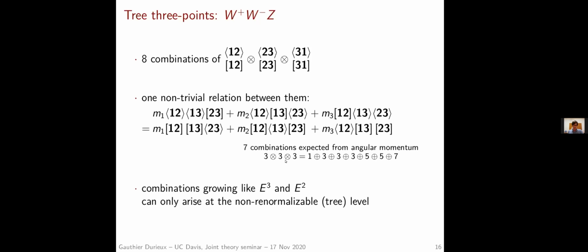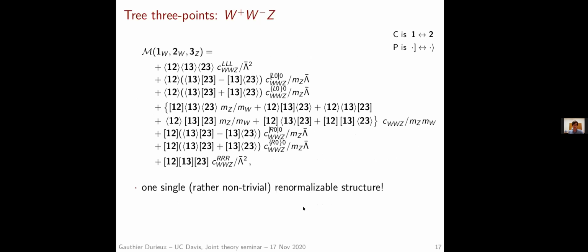Looking at all those 7 combinations and going to the high energy limit, you see that there are linear combinations that grow like the energy squared and linear combinations that grow like the energy cubed. And those linear combinations should only arise at the non-renormalizable level. Enforcing that, you eventually obtain a single renormalizable linear combination, which is kind of non-trivial and involves those 6 different terms here.